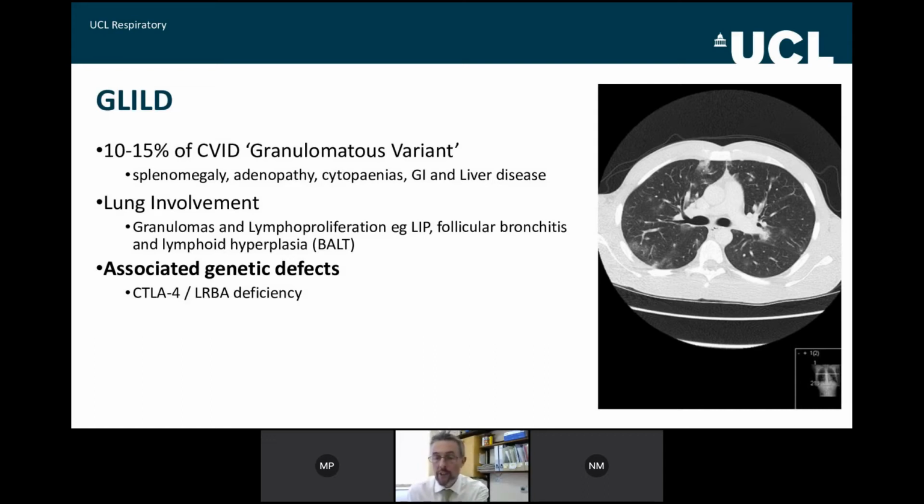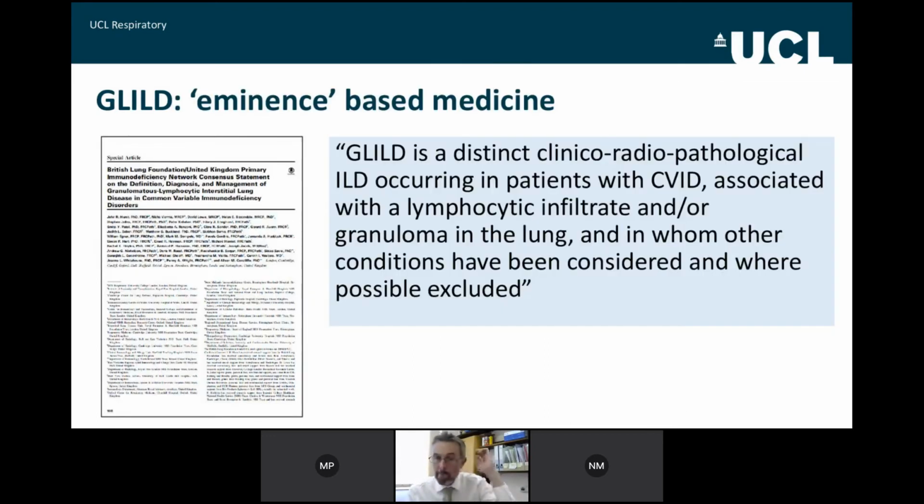And what I want to talk about next is something called GLILD, or granulomatous lymphocytic interstitial lung disease. And it's probably being seen in about 10 to 15% of people with CVID specifically. It's not seen in XLA. And it's really, I think, best considered the lung manifestation of what really is a multisystem disease. There may be enteropathy, there may be splenomegaly, adenopathy, cytopenias, nodular regeneration of the liver. This is a lung manifestation of this systemic auto-inflammatory, autoimmune condition. And there are some emerging genetic associations, for example, CTLA-4 and LRBA deficiency.